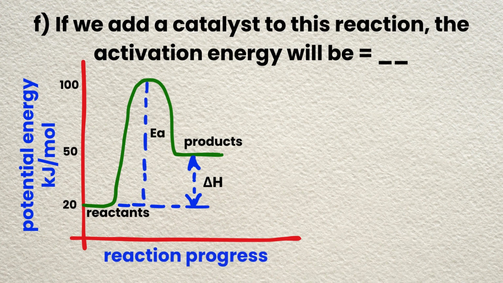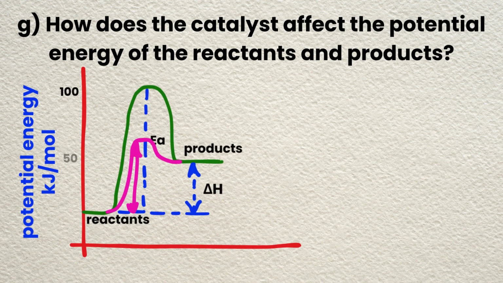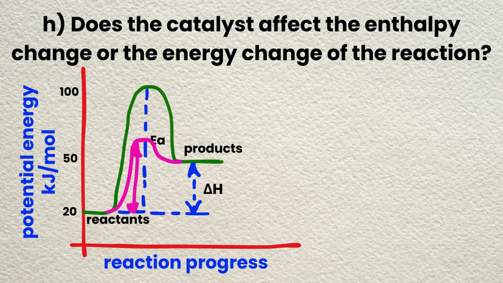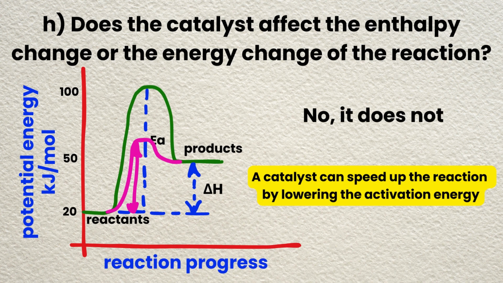If we add a catalyst to this reaction, the activation energy will be lowered. How does the catalyst affect the potential energy of the reactants and the products? It does not affect the potential energy of the reactants or the products. Does the catalyst affect the enthalpy change or the energy change of the reaction? No, it does not. While a catalyst can speed up the reaction by lowering the activation energy barrier, it does not change the difference in potential energy between the products and the reactants. So the enthalpy change of the reaction remains the same whether a catalyst is present or not.